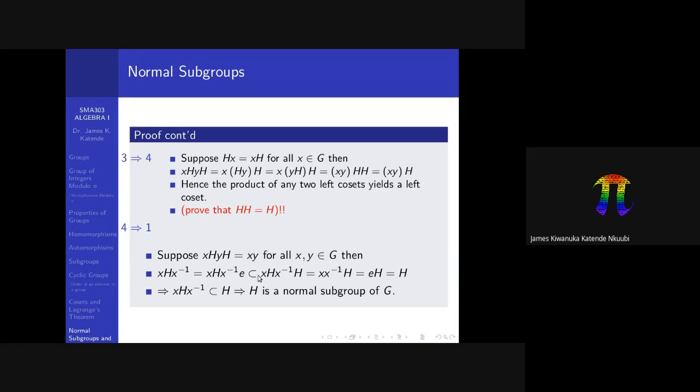Remember, we have a subset here for all x in G. So any x I pick from G, xHx⁻¹ will be a subset of H. But what does that mean? It means H is a normal subgroup. So we have shown that 4 implies 1. So that proves that these 4 statements are equivalent, and any one of them can be used to prove that a subgroup is a normal subgroup.